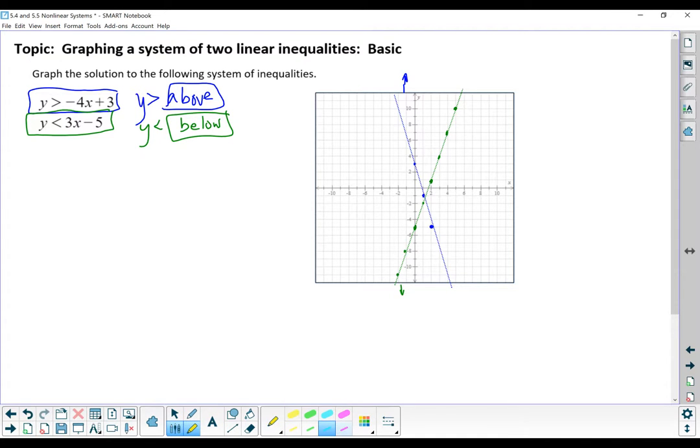You can use test points if you want. I just like to think about above and below. We're trying to shade everything that's above the blue line and everything that's below the green line. So our solution space is which parts of the plane both of those things are true in. So our solution space is going to be this space over here.